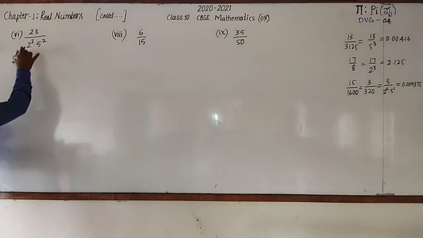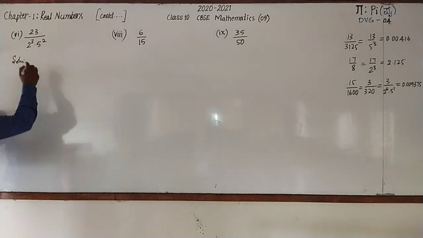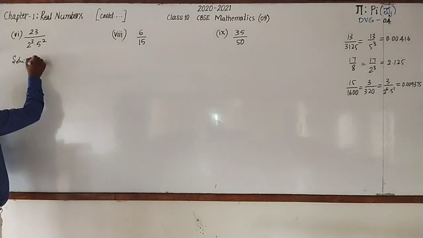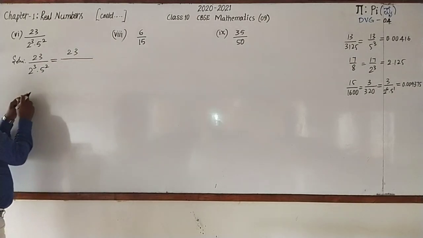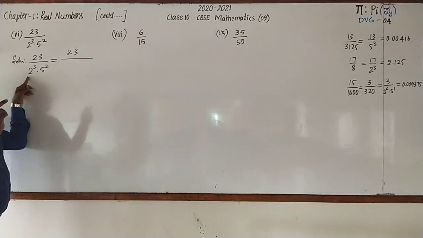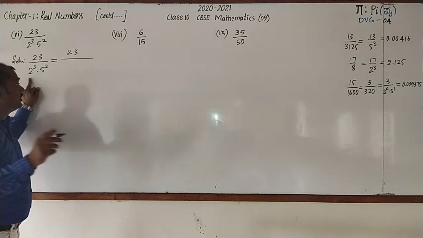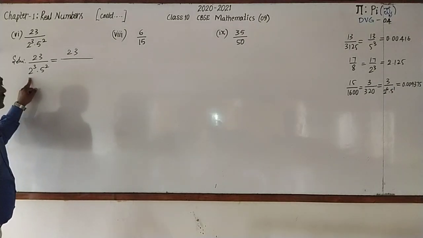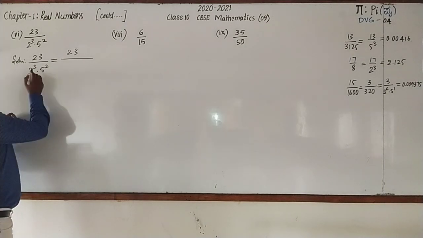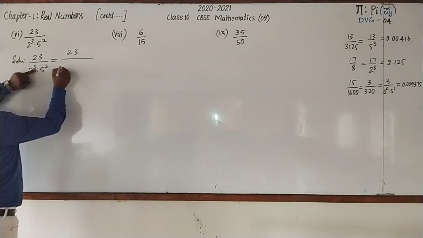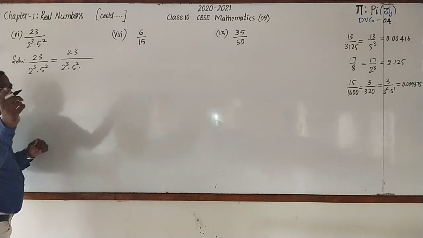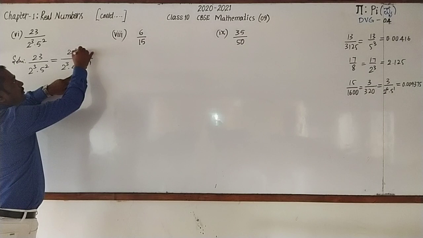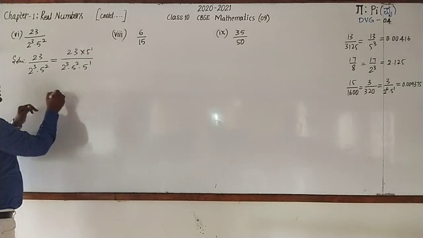Observe. The sixth one: 23 by 2 cube into 5 square. This is equal to 23 by, see that in the denominator, which factors should be there? 2 and 5. Already they are given. Next, the power should be the same. Here 3 is there, here 2 is there, 2 cube into 5 square. Then what should be multiplied? Yes, you are right, 5 raised to the power 1, here also 5 raised to the power 1.